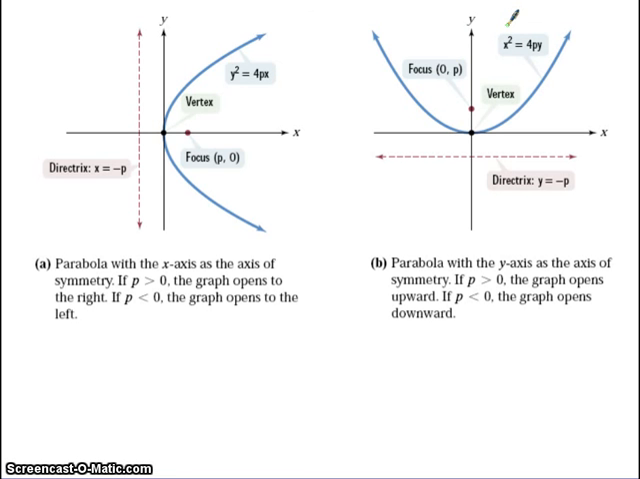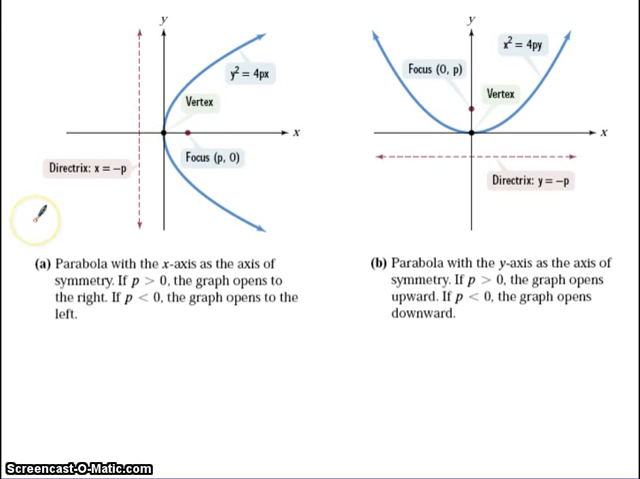If the p value is positive, then the parabola is going to face towards the positive x direction. Also, if the p value is positive, it will face towards the positive y direction. If the p-value is negative, however, the parabola will face towards the negative x direction. And if it's a parabola with the x squared, then you're going to see a parabola that faces towards the negative y direction if the p-value is negative.